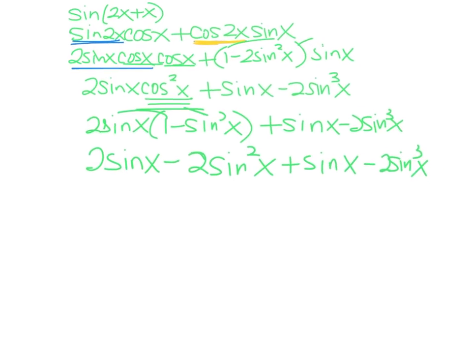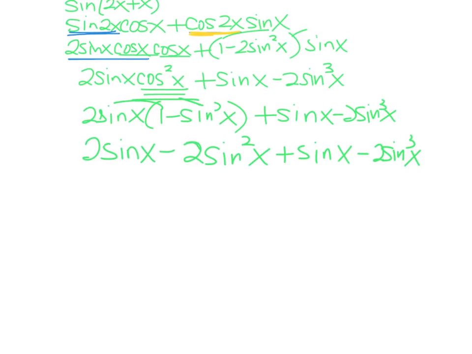Did I do that right? No. Do you see my mistake? Yeah? That should be a cubed right there. When I multiplied in, I forgot to cube that, because this was a squared right here. So 2 sine x times 1 is 2 sine x. 2 sine x times negative sine squared gives me negative 2 sine cubed. And then I have a plus sine x minus 2 sine cubed.